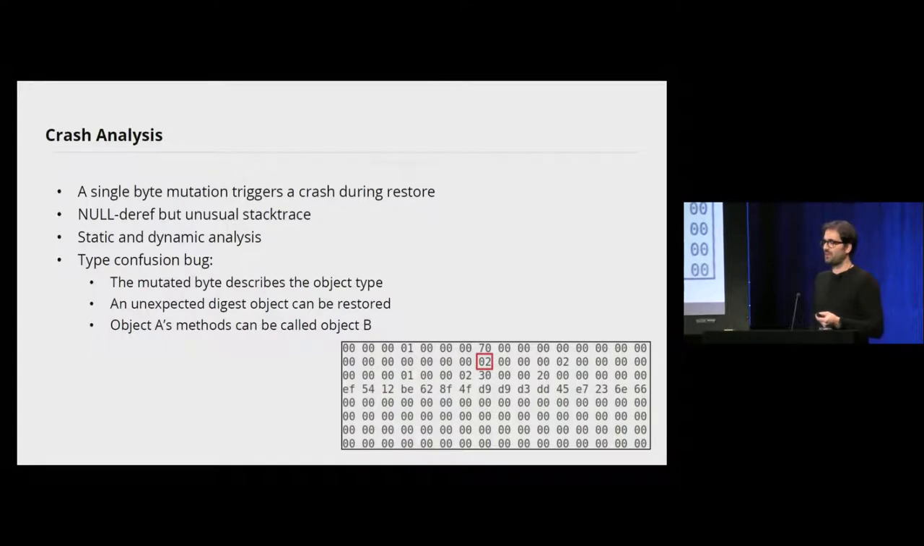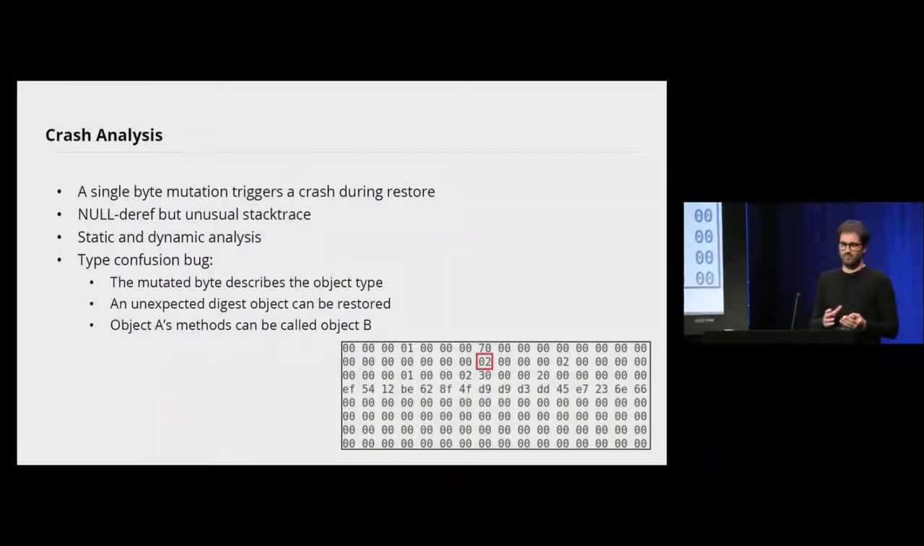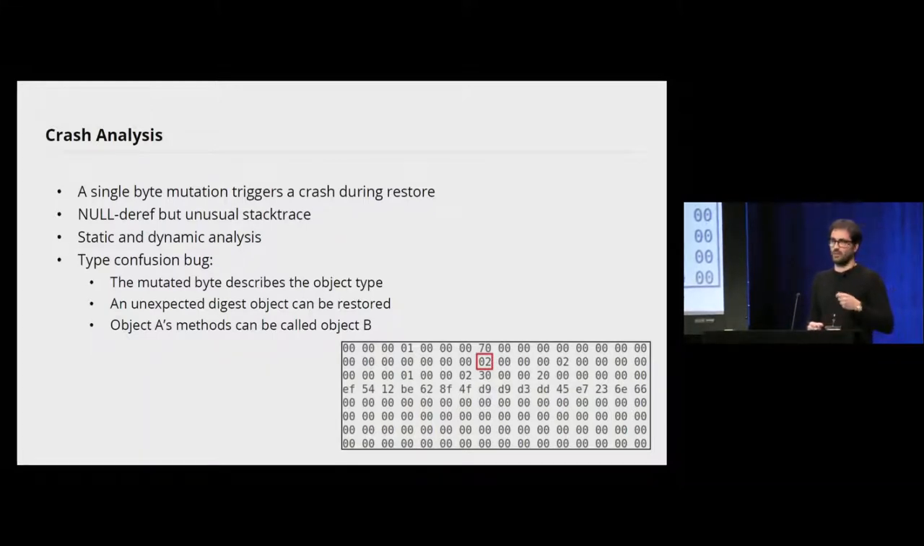At first, we thought it was just a null dereference vulnerability, which is not interesting from a security point of view because it's usually not exploitable. But the stack trace was a bit unusual, and we dug a bit and saw that it was not a null dereference, but actually a type confusion bug.